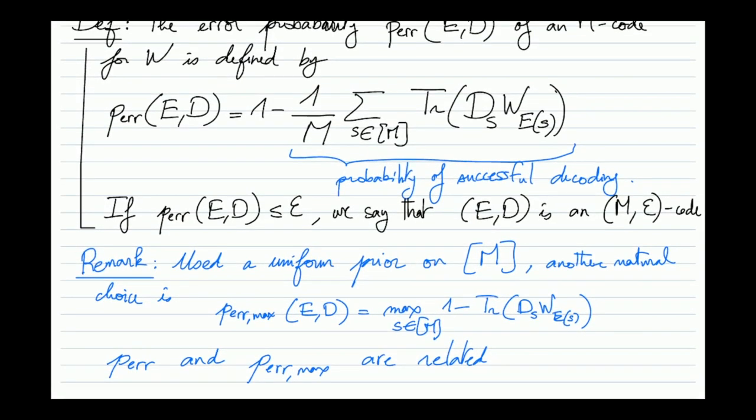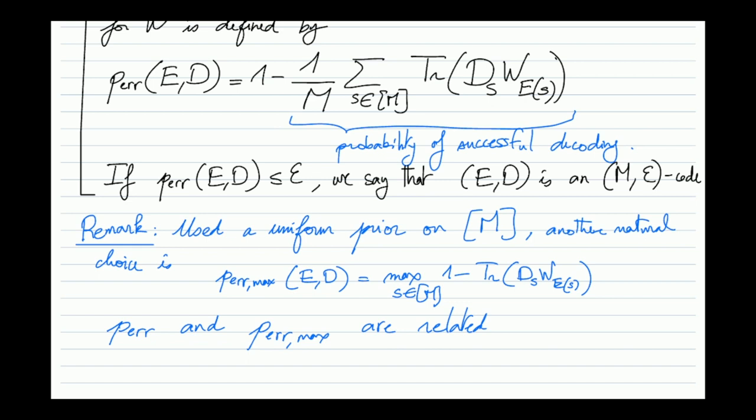So you might be wondering why did I take the average over all messages? I might want to get a small error for all messages, not just on average. Indeed, this is a very valid thing. You can want the maximum error probability, that for all messages that the sender tries to send, the error probability should be bounded by epsilon. So this is what I call P error max, and it has this expression.